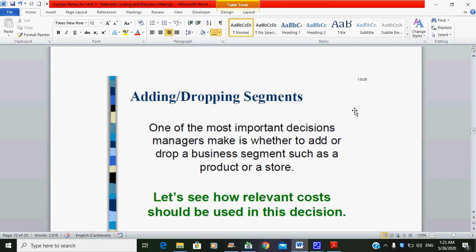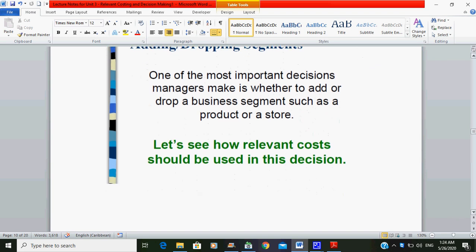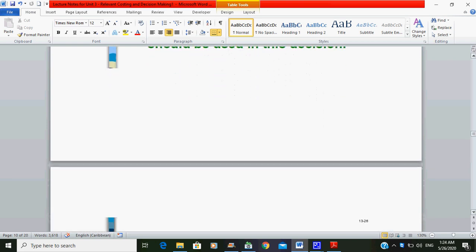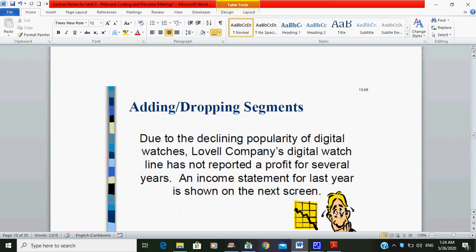One of the most important decisions managers make is whether to add or drop a business segment, such as a product or a store. Let's see how relevant costs should be used in this decision. Due to the declining popularity of digital watches, Lovell Company's digital watch line has not reported a profit for several years.